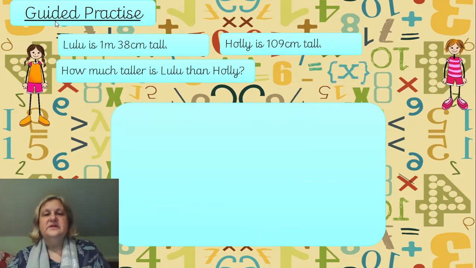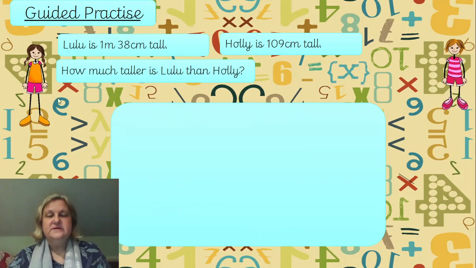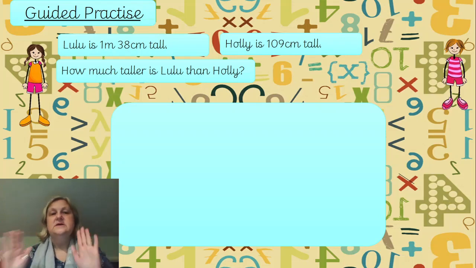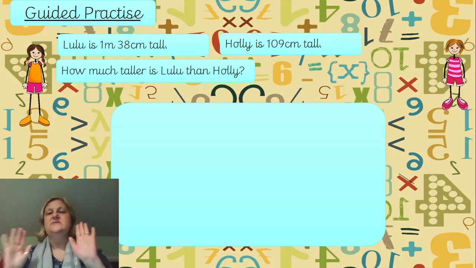Brilliant. Last one for guided practice before you start doing your independent work. We've got 2 little people here, very skinny legs. Lulu is 1 meter 36 centimeters tall, and Holly right over here is 109 centimeters tall. How much taller is Lulu than Holly? Well, straight away you can see we've got 1 in meters and centimeters and 1 in centimeters on their own, so we're going to need to change one of those.